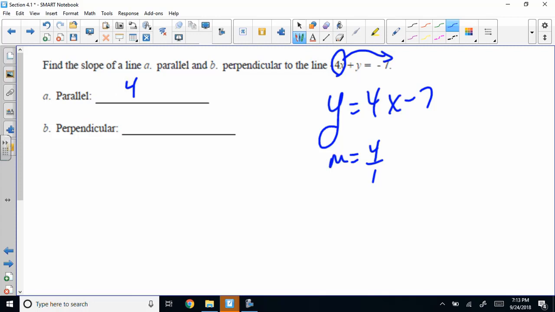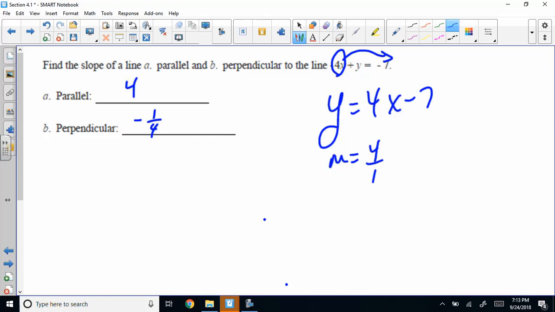And the slope for the perpendicular would be the opposite or negative reciprocal, right? So this is a positive. That would be a negative, and that's 4/1, which switches to 1 over what? That's right, negative 1/4. Any questions?